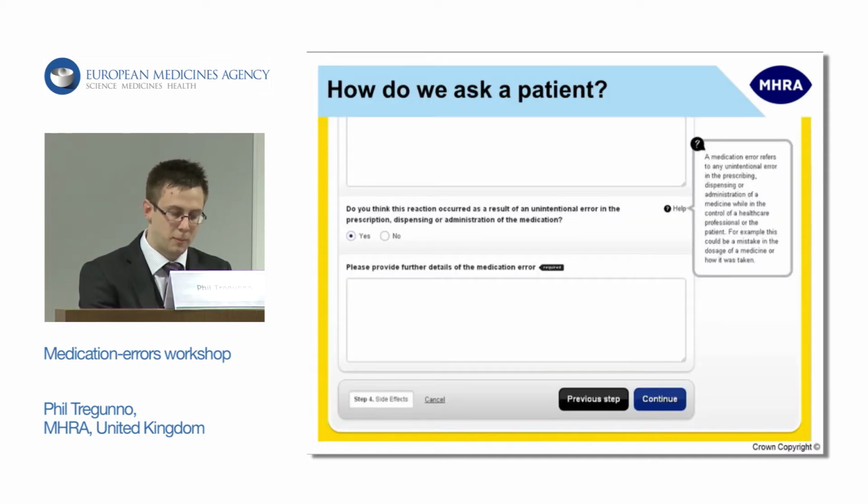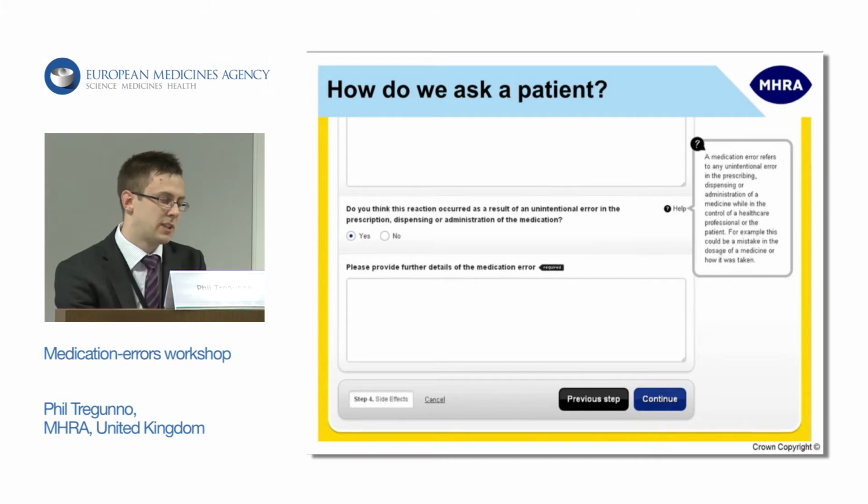Thinking about how we ask a patient about medication errors, you should be able to see on the screen there, we've recently added, as a result of the changes in legislation, a question into our online reporting forms for adverse drug reactions around whether patients thought that a particular event was a medication error, i.e. related to unintentional error in prescription, dispensing or administration of the medicine. The aim of this is to capture structured data which we can then use for analysis further through the system.